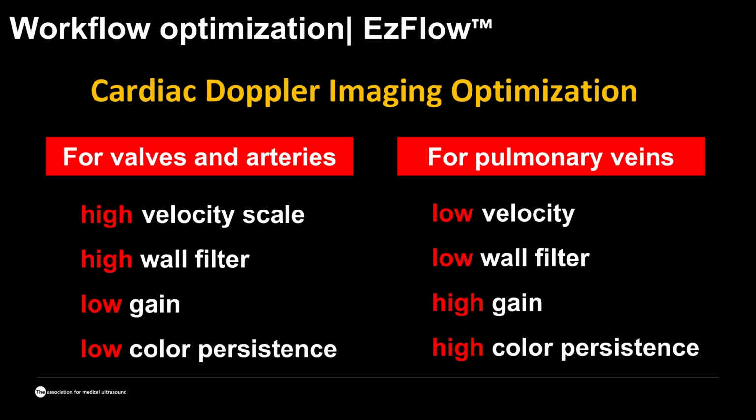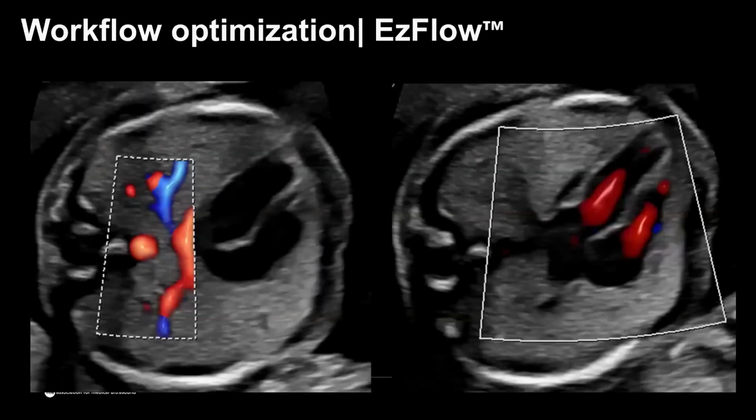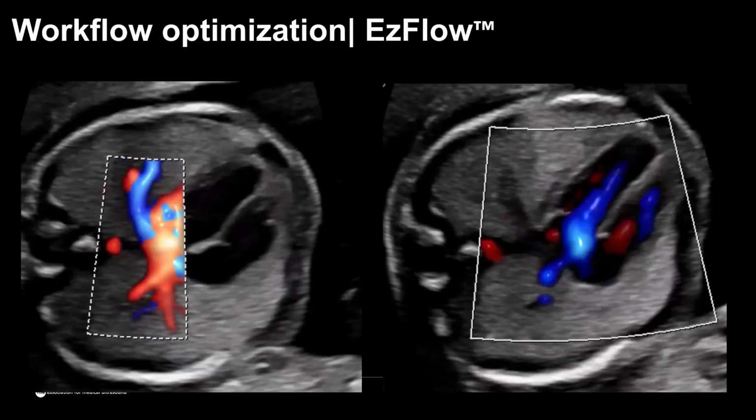And for the pulmonary veins, because the blood flow velocities are really slow here, they need everything opposite. So if you don't have the optimization and automation of the workflow, you have to adjust at least 4 controls to jump between the assessment of the valves and the pulmonary veins, utilizing color Doppler as well as the spectral Doppler.